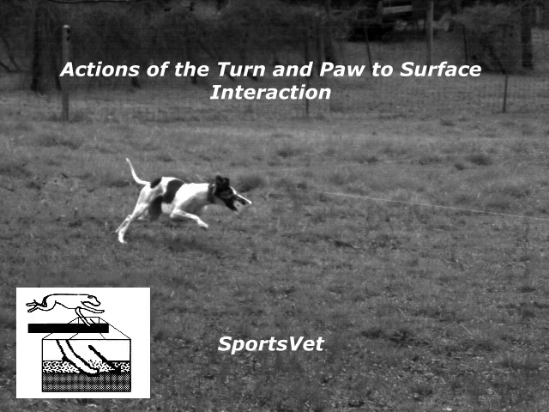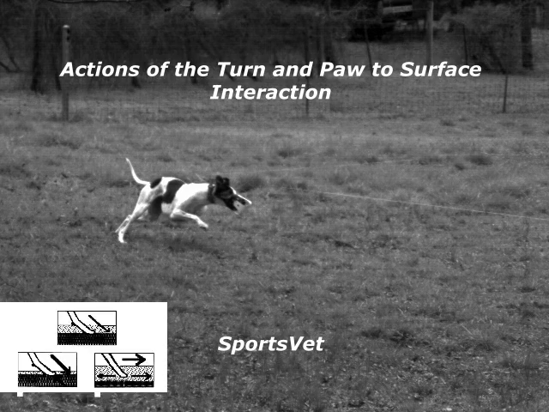It will also cover the paw-to-surface interaction. The paw is typically the point of surface contact for the dog's body and plays an important role in locomotion and structural function. The paw must have a firm grip on the surface for the body to manage the forces needed to make the turn.